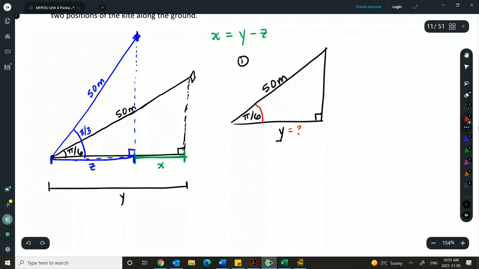So if I know pi over 6, and I have adjacent, and I have hypotenuse, which trig ratio am I going to use to help me find y? Cos. Cosine is adjacent over hypotenuse, so I'm going to use cos. So let's set up an expression. Cos of theta is always equal to adjacent over hypotenuse, and I know theta is pi over 6, and I know adjacent is represented by the variable y, and I know hypotenuse is 50.